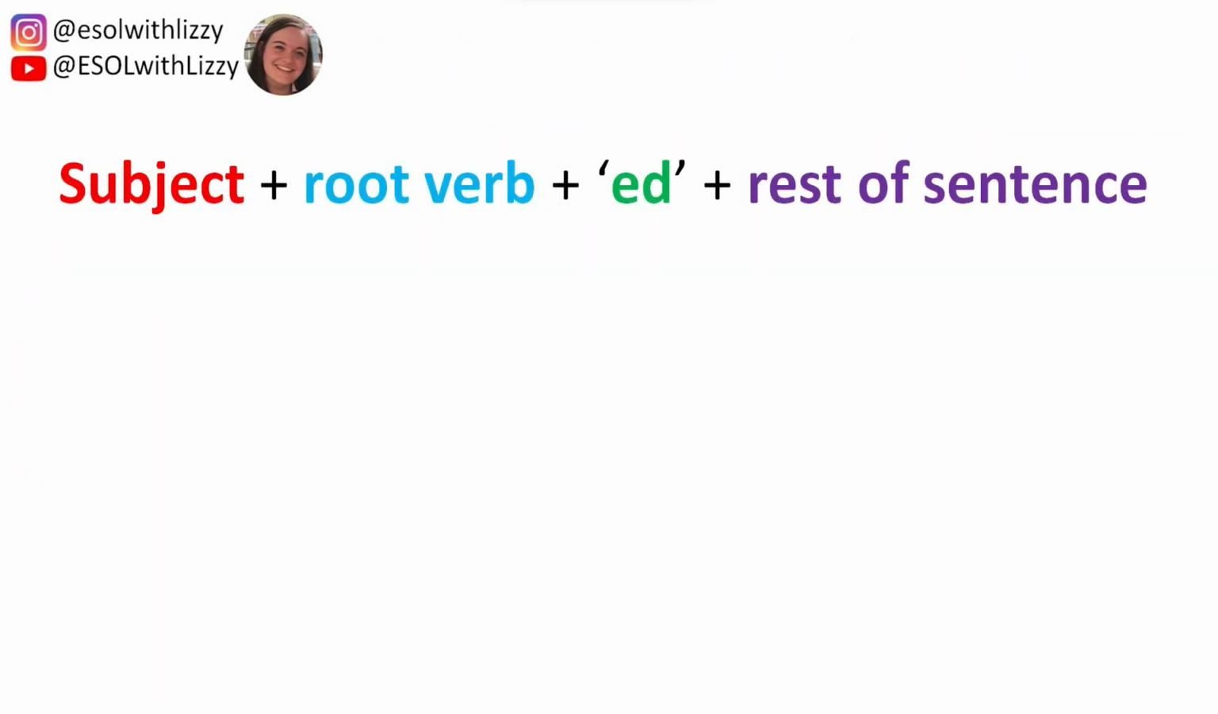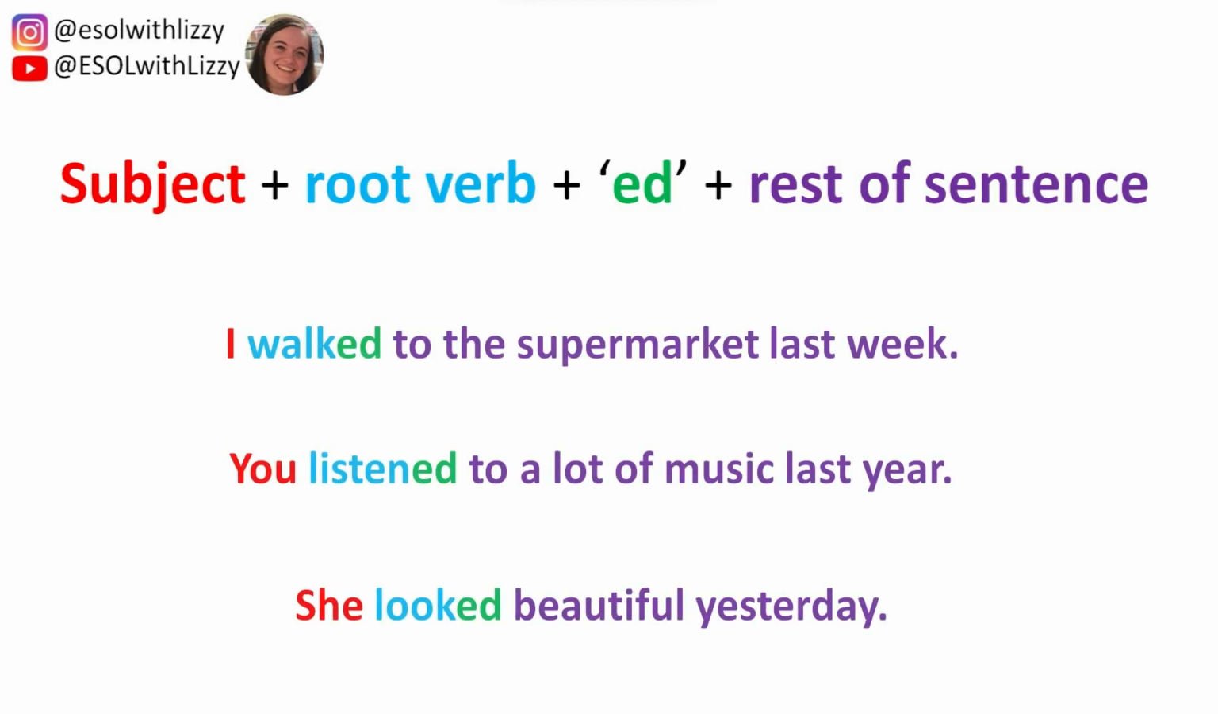To make sentences in the simple past tense, we need to start with a subject. These are words like I, you, he, she, it, we, they, or a name. In our sentences here, the subjects are in red. I, you, and she.